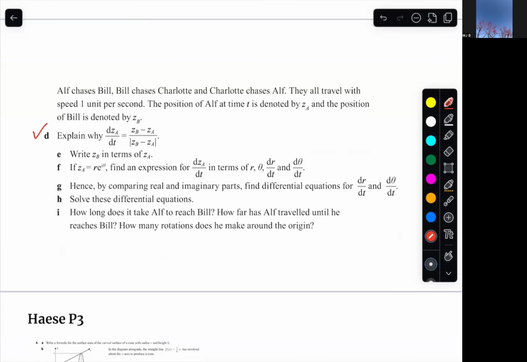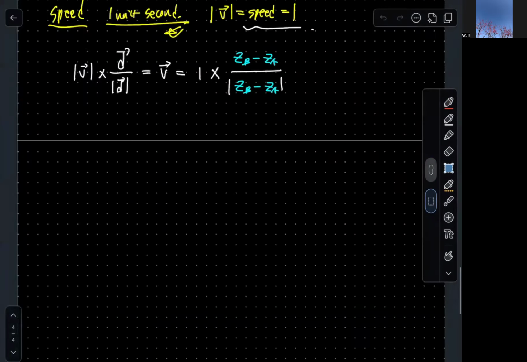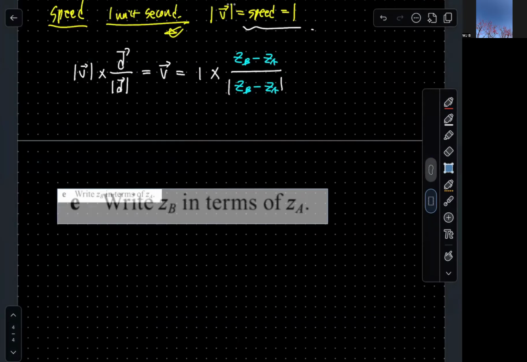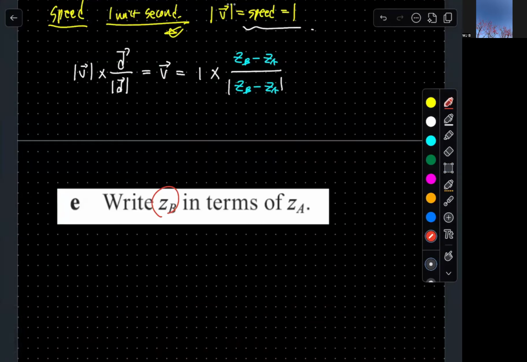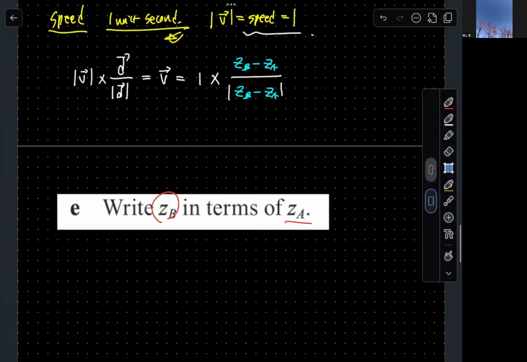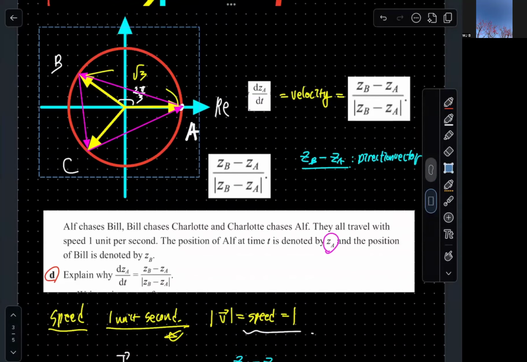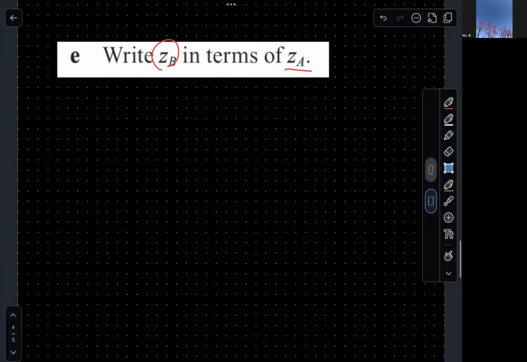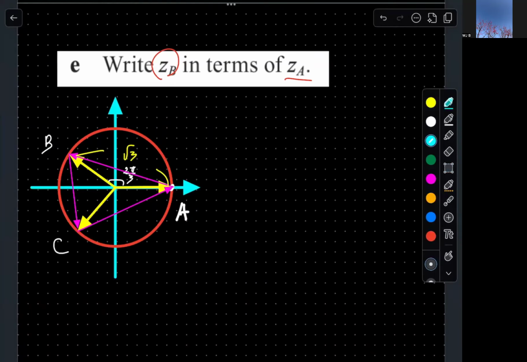Okay, D is done. Now I want to do part E. Let's move on to part E. They ask me to do ZB in terms of ZA, but remember, they are chasing each other in a circle. So if you want to get to the complex number ZB from ZA, what you can do is you're always going to rotate around, and I do know the rotation, which is going to be 2 pi over 3.